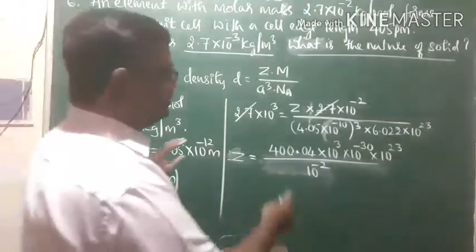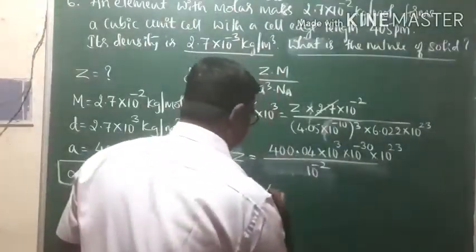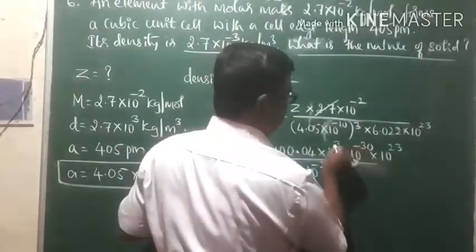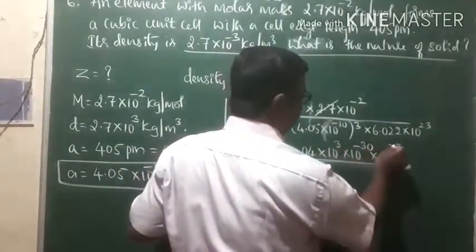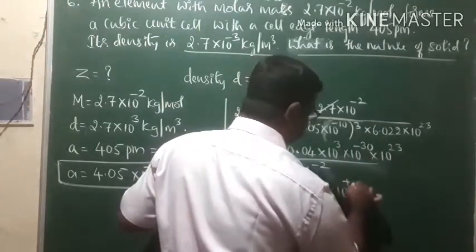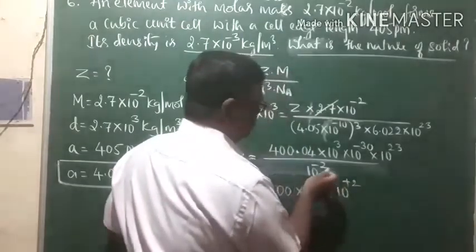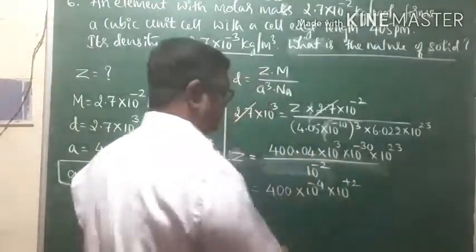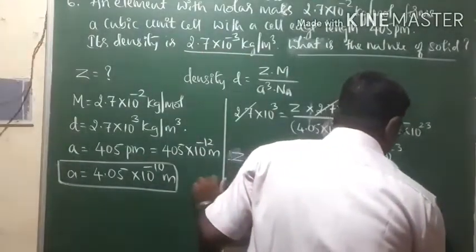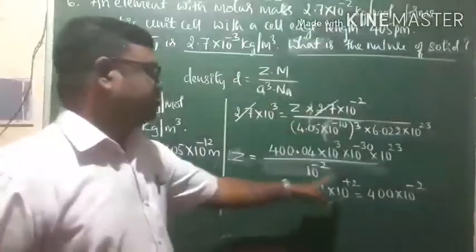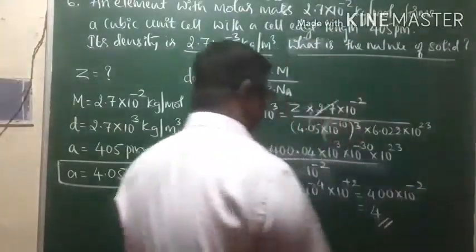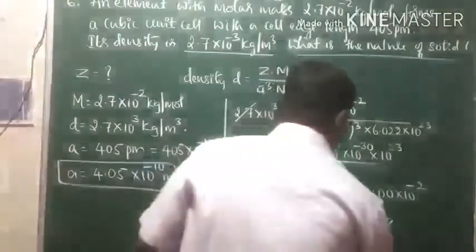Now simplify this: equal to 400 into minus 27, minus 27 plus 23 is 10 to the power of minus 4 into 10 to the power of plus 2. The denominator goes to the numerator and minus becomes plus. Now that's equal to 400 into 10 to the power of minus 4 plus 2, and of course divided by 100 and the rest. This 4 is what we call the z value.